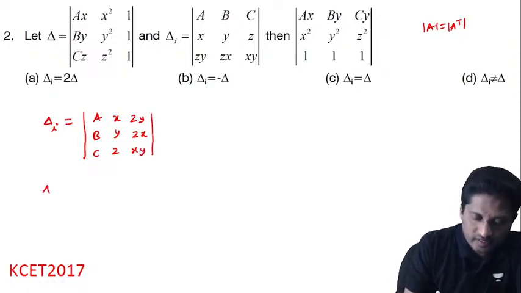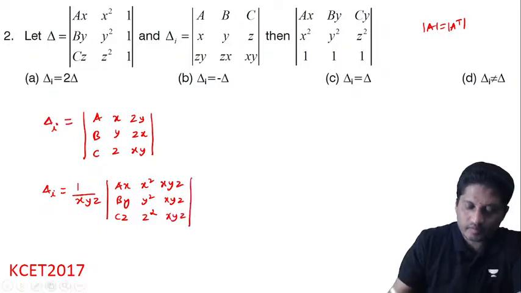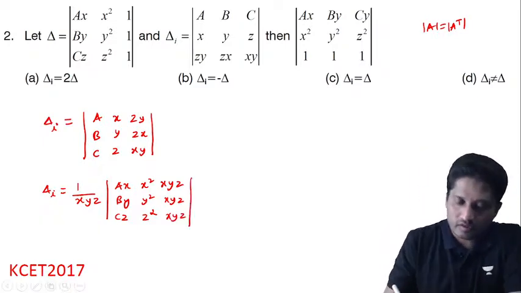Now delta I is equal to, multiply and divide by X. First row you multiply by X, so you will get this as AX, X square, XYZ. Second row you multiply by Y. You will get BY, Y square, and XYZ. Third row you multiply by Z. This is CZ, Z square, and XYZ. Right, I'm going to take XYZ common from the last column.